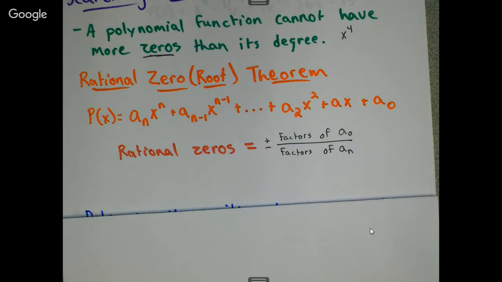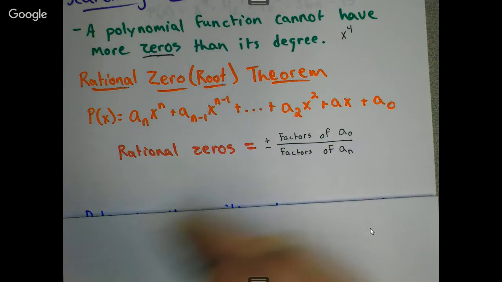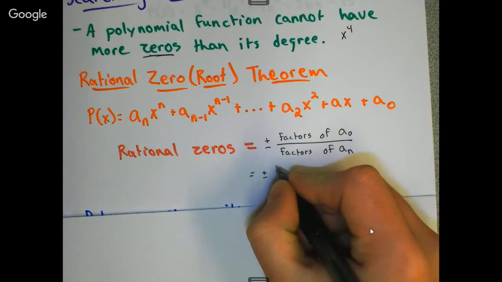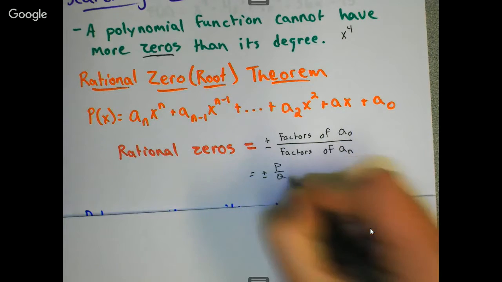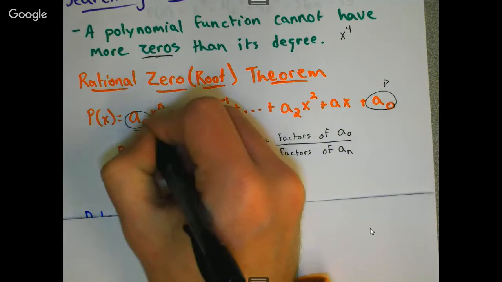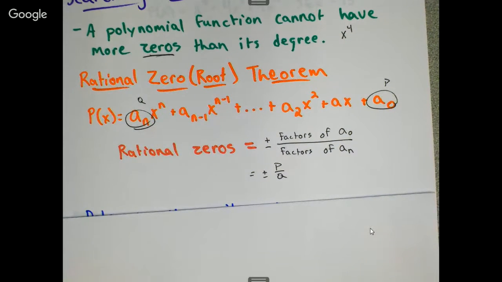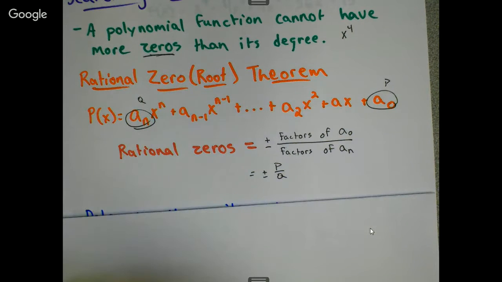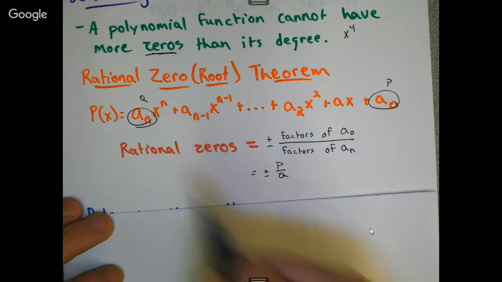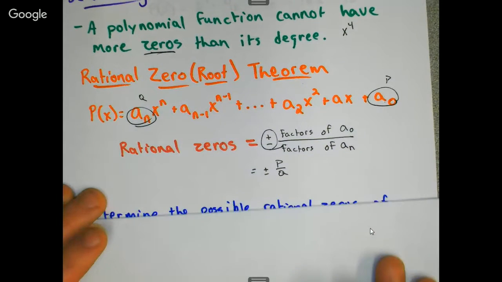Okay, we often call this P's and Q's. So we'll do plus minus P's over Q's. I call this out here your P, this over here your Q. Doesn't really matter. Just know that it's factors of your last one over factors of your first one, and it's all the positive and negative ones of that.